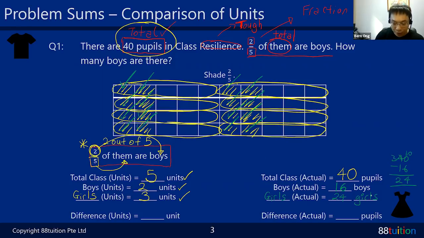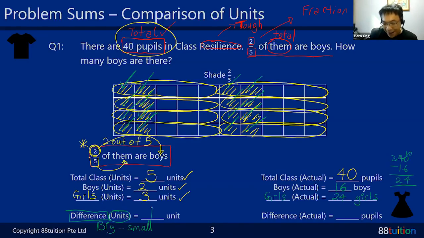Just to let you know, there's something called difference here. What's the meaning of difference? Difference means big minus small. Please remember this. In terms of units, let's compare the boys and the girls. The girls got more than the boys. Is that true? The girls got 3 units, the boys got 2 units. So the girls got 1 unit more. So the difference between the number of boys and girls is 1 unit.